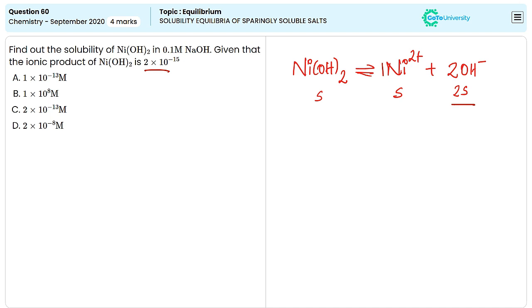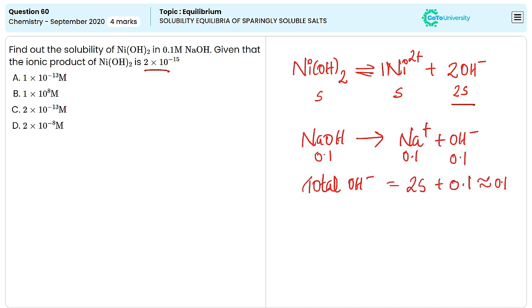This is a strong electrolyte and it will undergo complete dissociation to produce 1 mole of Na+ ion and 1 mole of hydroxide ion. The molar ratio between sodium hydroxide, Na+ ion and OH minus ion is 1:1:1. The concentration of sodium hydroxide is given as 0.1 molar. So we can write the concentration of Na+ is again 0.1 and concentration of hydroxide ion is 0.1.